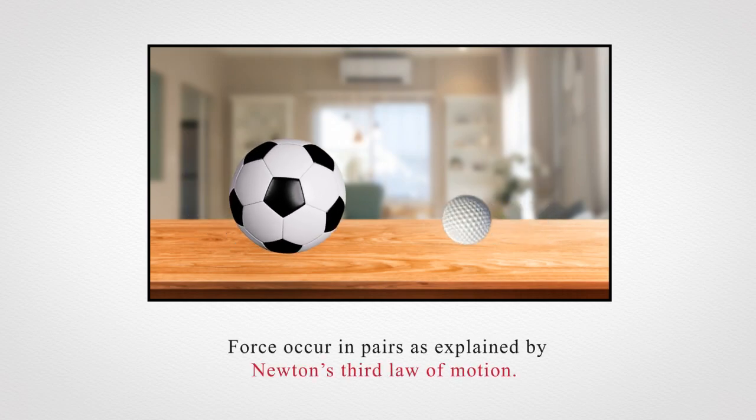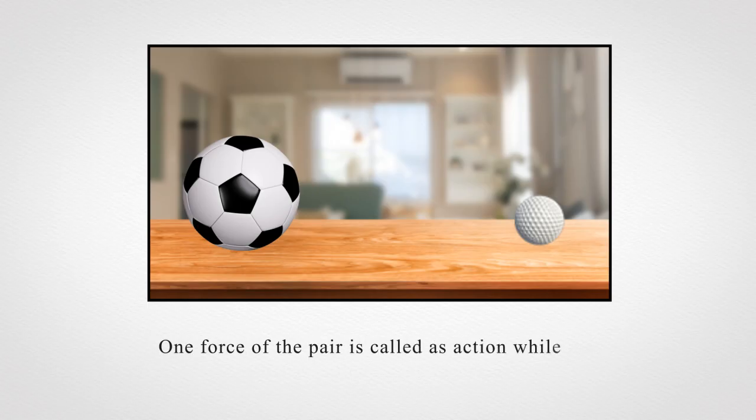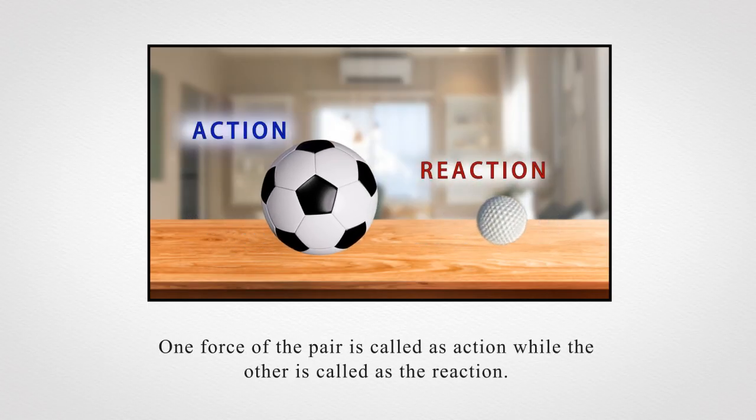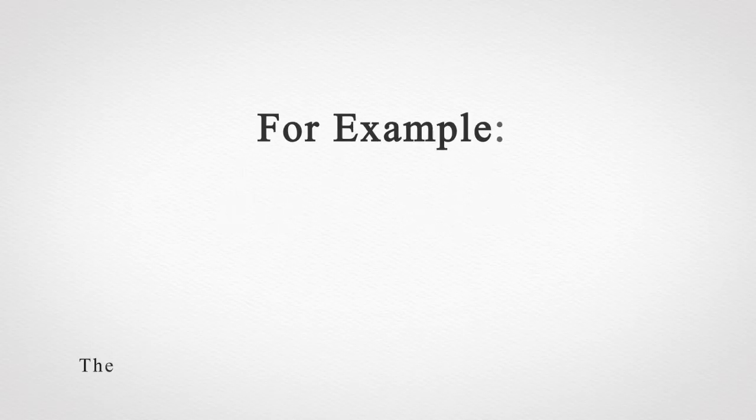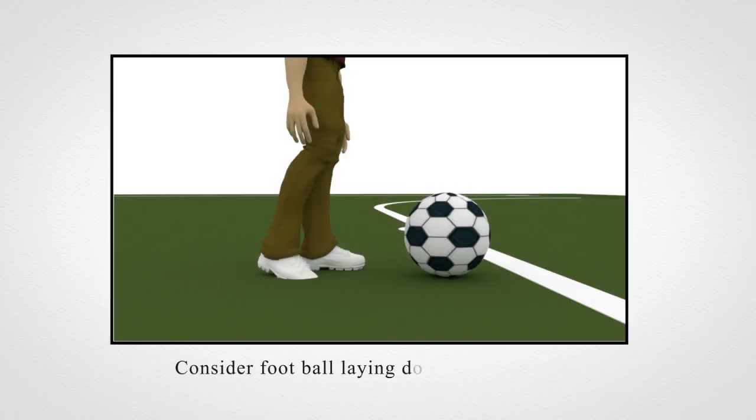Forces occur in pairs, as explained by Newton's third law of motion. One force of the pair is called the action while the other is called the reaction. For example, the ball fired by a cannon faces the forward thrust force while the cannon faces the reaction force in the opposite direction. Consider a football lying on the ground.